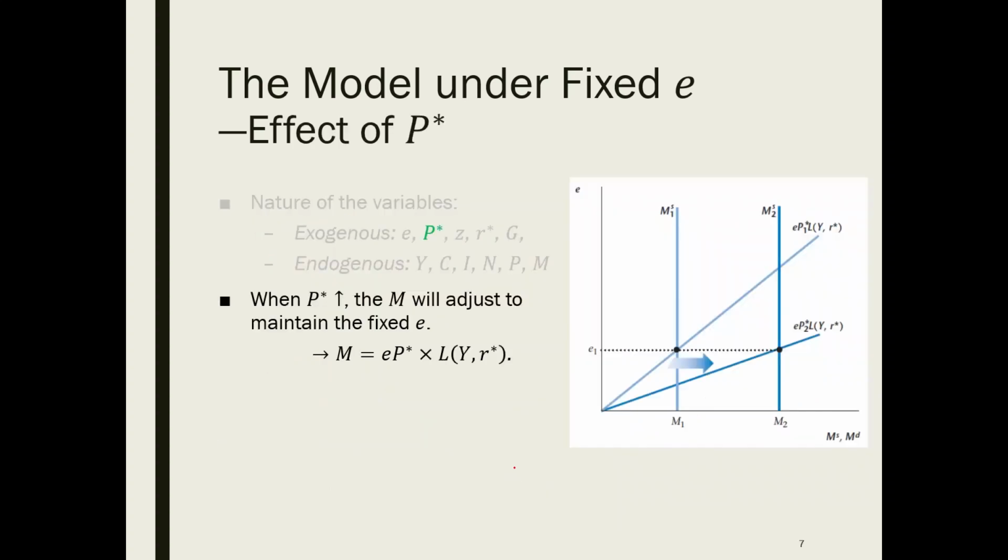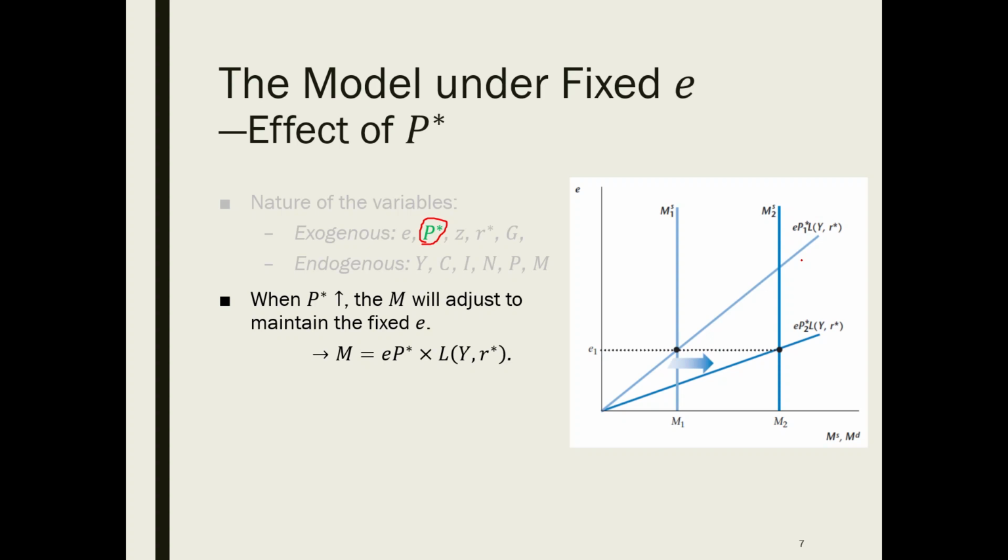Now let's look at the effect of a higher foreign price P star. Apply the 3-step approach again. Distinguish between the endogenous and exogenous variables. This has already been done in the previous slides. Because we focus on the change of P star, all the other exogenous variables like E, Z, R star, and G are kept constant. In the second step, we have to distinguish between the shifts along the curve and the shifts off the curve. A change in P star is a change of the non-axis variable in the money market. So we are analyzing shifts of curves rather than shifts along curves.